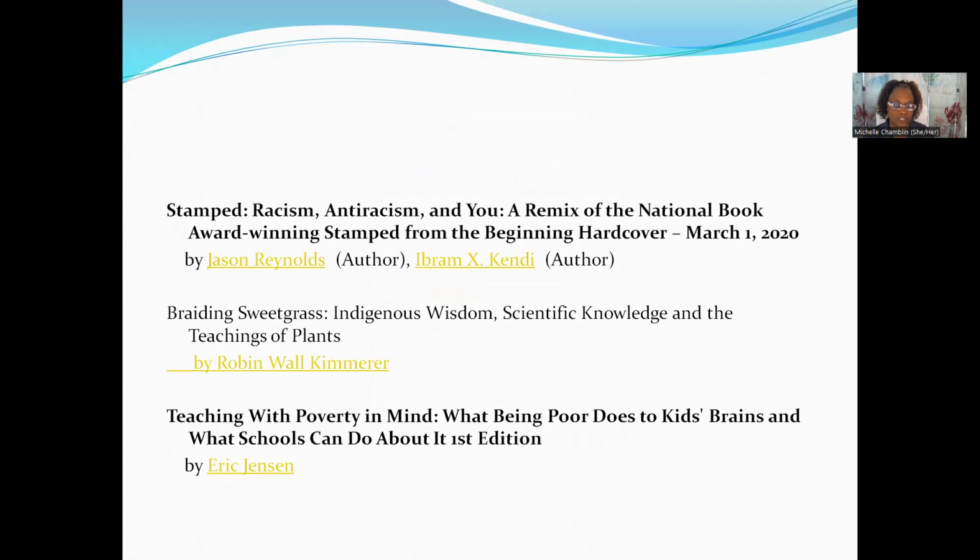So I just wanted to share this with you. Some of the recent books that I've read that I think are phenomenal and give you a lot of information, but in a very readable way, they're just well written. If you've never read Stamped, Racism, Anti-Racism, and You, read it. It's such a good book. You will thoroughly enjoy it.